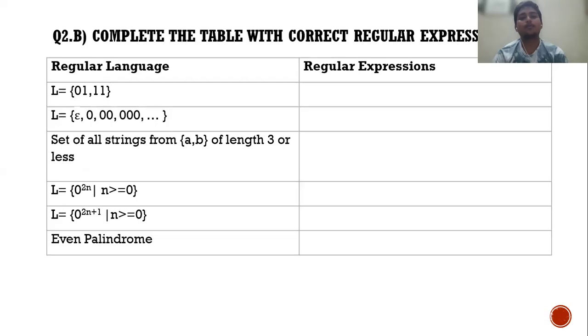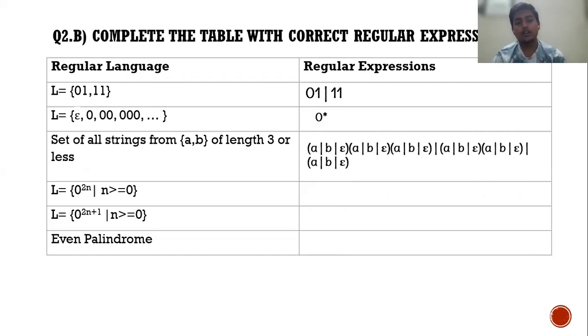Let's jump to the next part, where we have to fill in the correct regular expression for every language. For the first language, which is {01, 11}, the regular expression is 01 + 11. For the second language, we can state 0* as the regular expression. For the next language, you can read this as a + b + epsilon, and so on. For the fourth one, it is (0 + 00)*, the whole star.